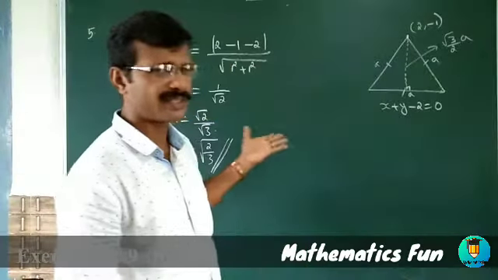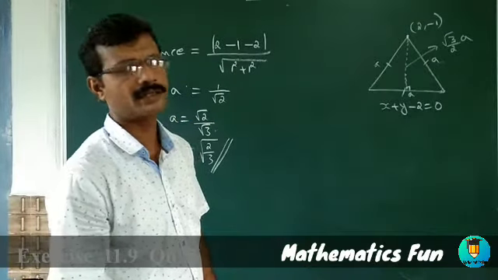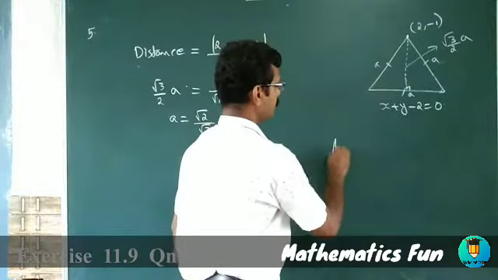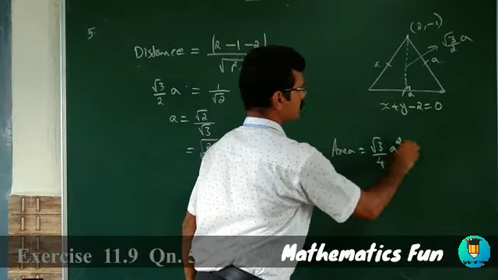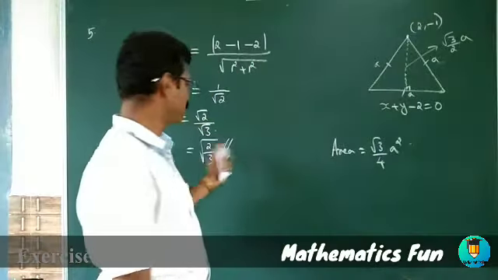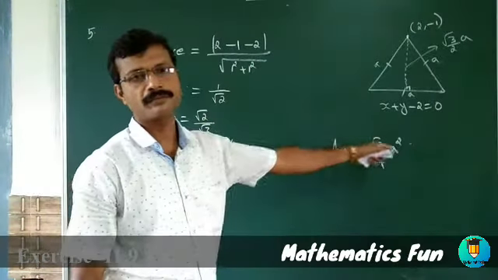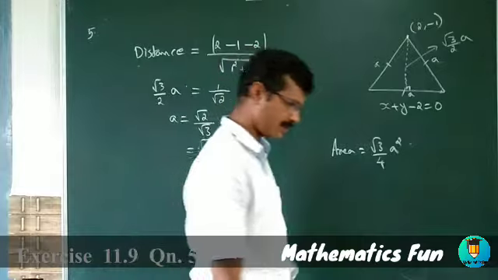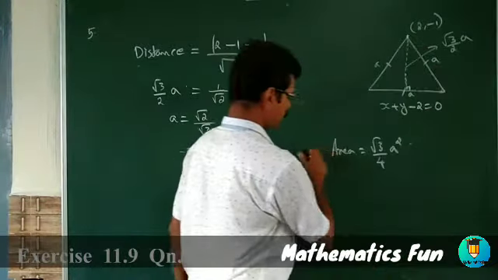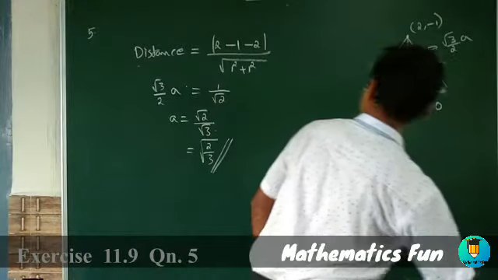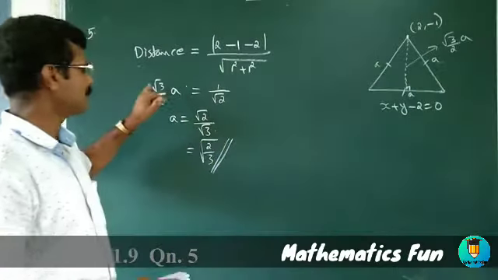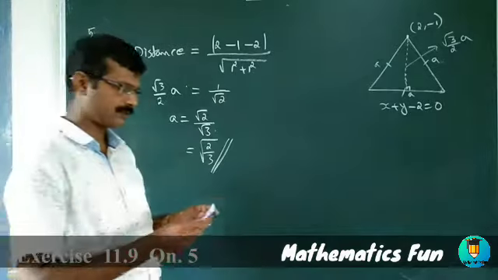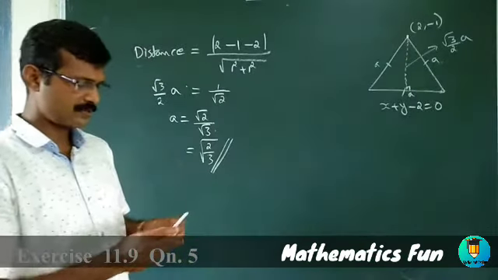So here they can ask even the area also. Area of an equilateral triangle, you know the formula: root 3 by 4 a square. So in place of a we will put this, and we will get the area. So the question can be asked in this way. Okay, so this is question number 5. Comparatively easy question. You have to know only the altitude formula of an equilateral triangle.